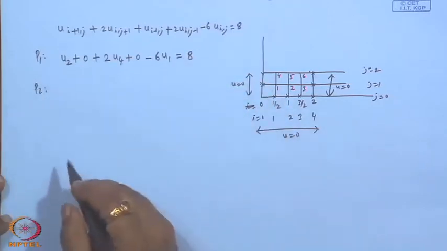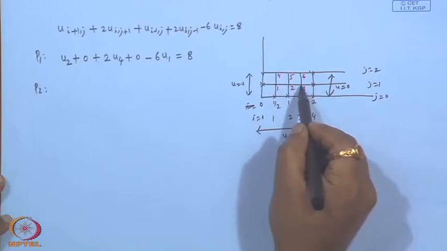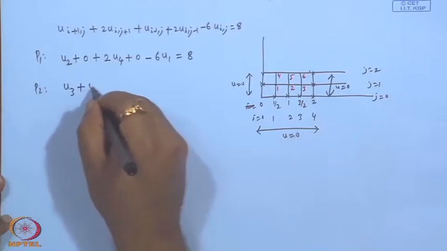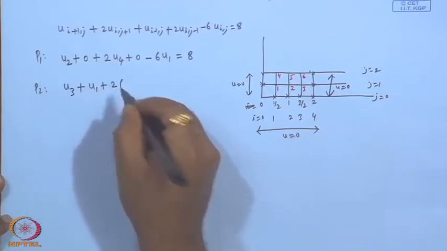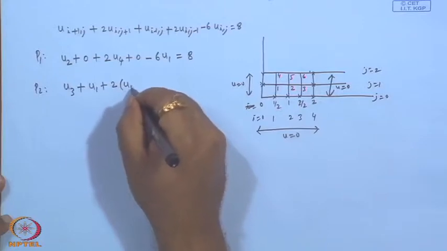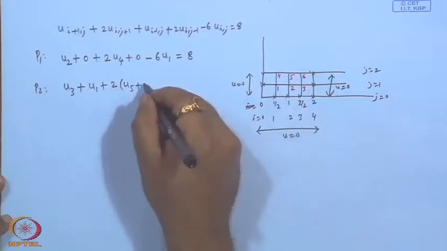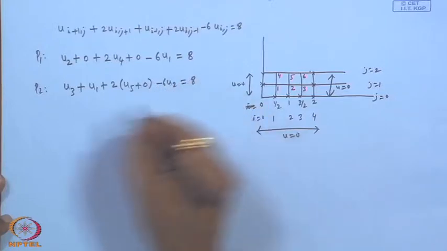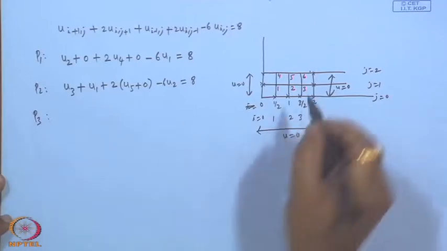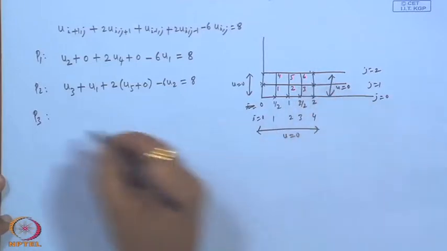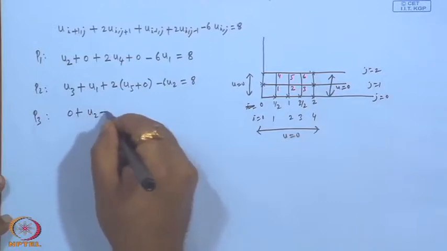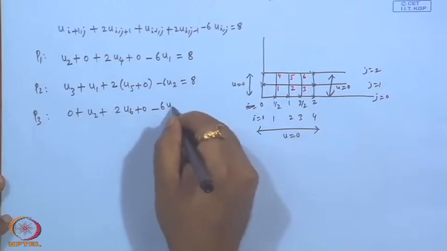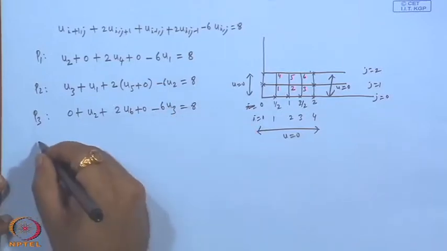Then at P 2, u 3 plus u 1 plus 2 times u 5, of course, this is 0 minus 6 u 2 is 8. Then P 3, so this is 0, u 2 plus 2 u 6 plus 0, then P 4.